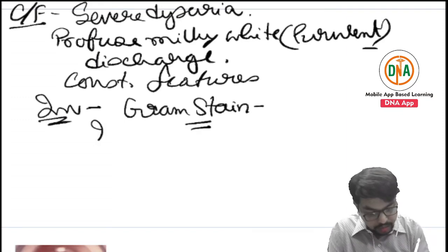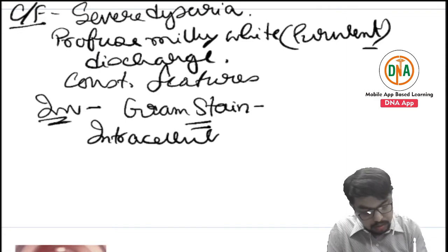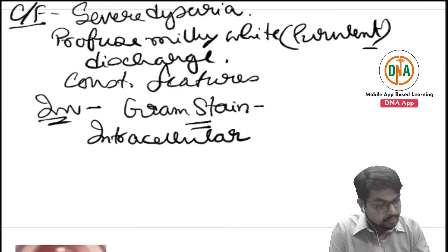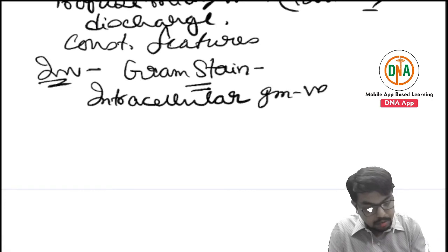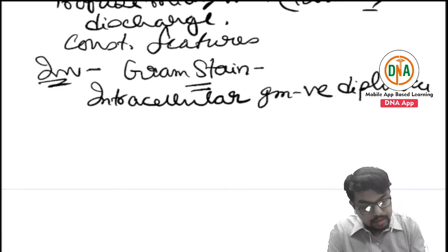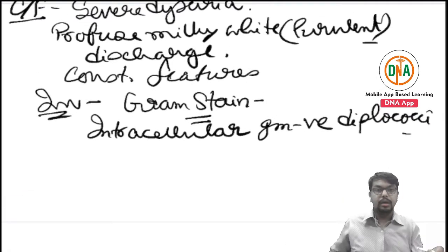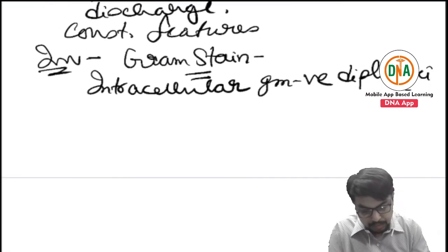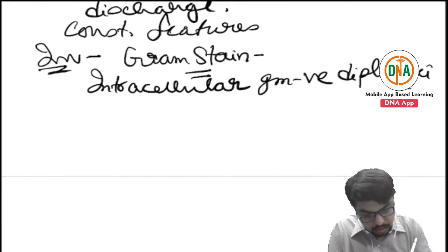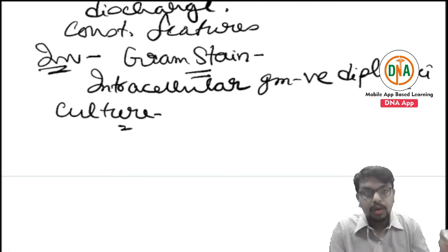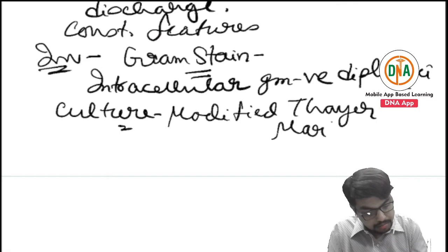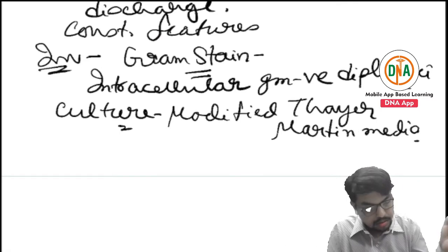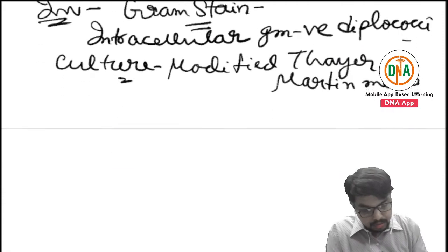What we get is intracellular gram-negative diplococci. That is characteristic of Neisseria gonorrhoeae, okay? Now, we can do culture also. What is the culture media? The culture media is modified Thayer-Martin media. Okay. Now, what is the treatment?